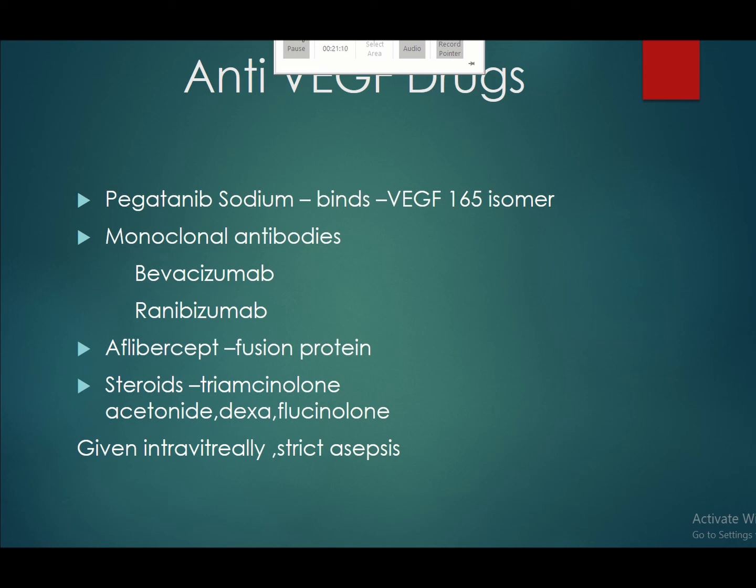You have bevacizumab, which is not FDA approved, but we use it off-label because it is cost effective. And you have ranibizumab, which is FDA approved. It is a more specific kind of protein, but it's a bit costlier. So both these are monoclonal antibodies which are directed against your vascular endothelial growth factor.